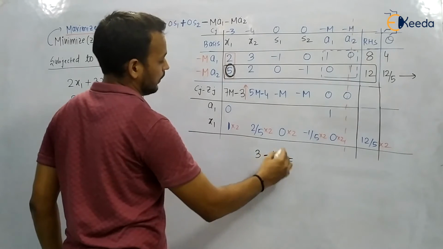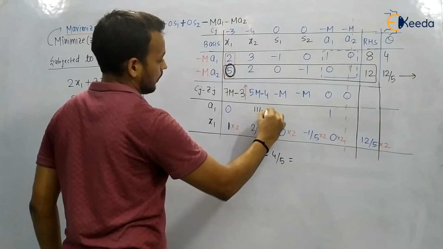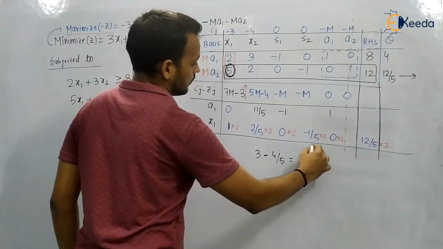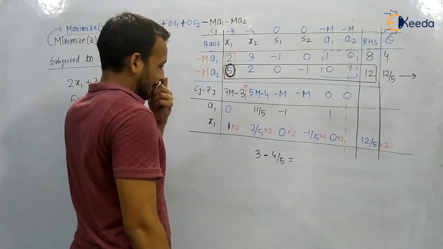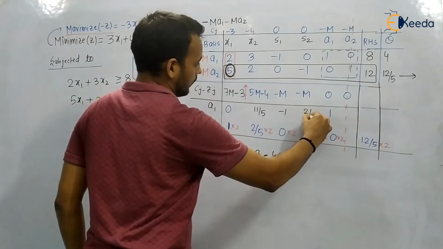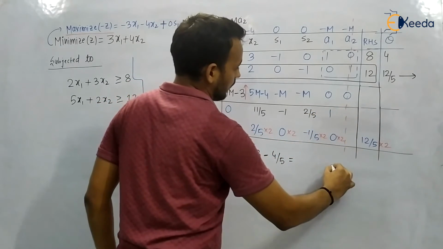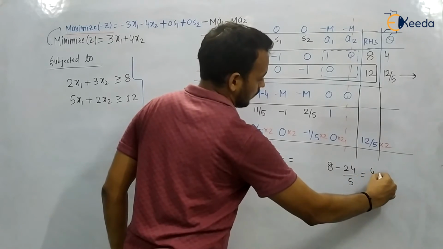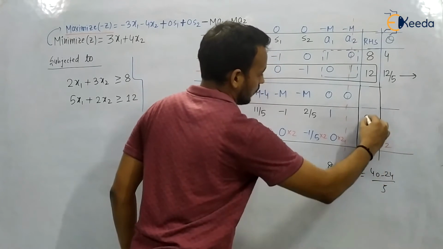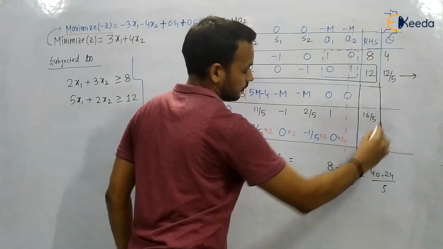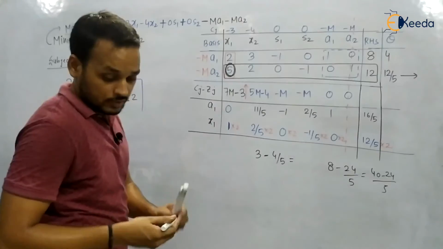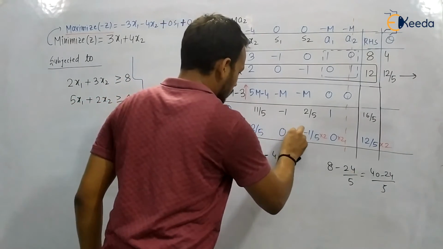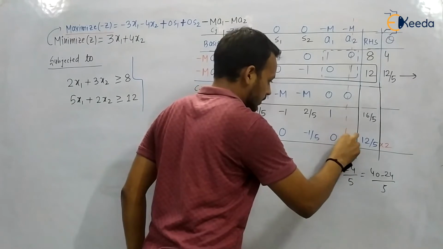So it is going to be 15. It is going to be 11 by 5. Okay, this is going to be minus 1. This is going to be 0 minus 2 by 5. So it is going to be 2 by 5, and this one is going to be 8 minus 24 by 5. So it is going to be 40 minus 24 by 5. So it will be 16 by 5. Okay, just remove this into 2. Okay, we have just done it to operate for the mathematical operations.